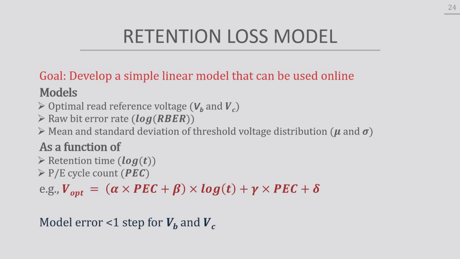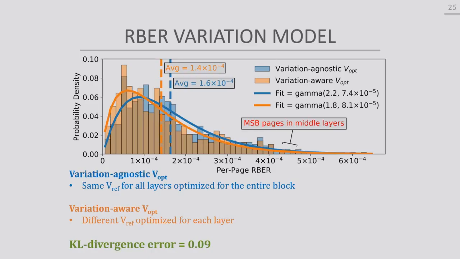And this is the equation. I won't go into detail. I'd just like to highlight that the modeling error is less than 1 voltage step when modeling the optimal read reference voltages VB and VC. So it's very accurate. And when it's used to model the other parameters, which are useful for other applications, the adjusted R-square value is very high, meaning that it fits the real data very well.